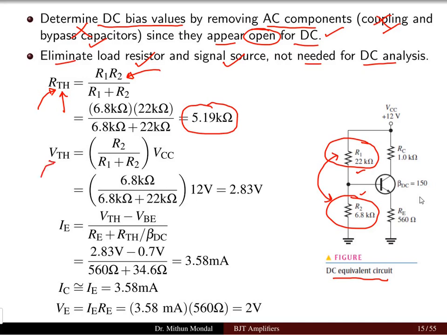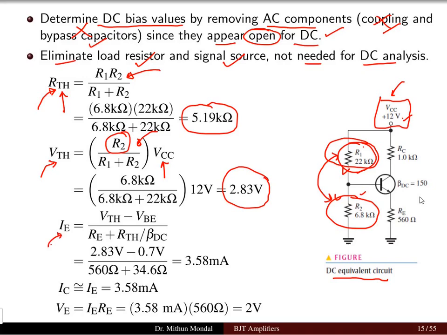Similarly, if you want to calculate the Thevenin voltage, that depends upon the source voltage you have, that is the VCC, and this is the net voltage which appears across R2. So the parallel combination that we get between R1 and R2, if we are calculating at R1, then in the numerator we will have R2. This is in accordance with the voltage division rule. The source voltage which we have here is 12 volt. This gives the Thevenin voltage as 2.83 volt.